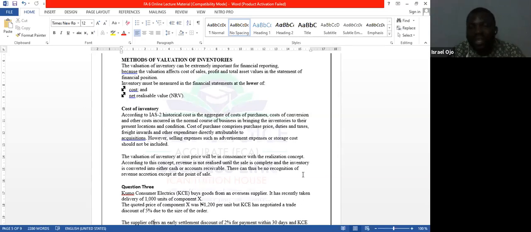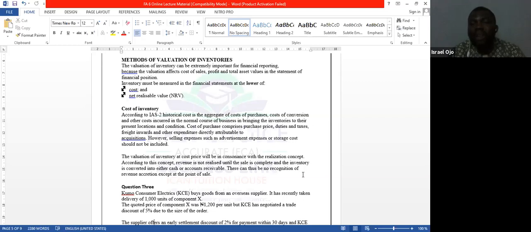Any cost that you incur from that market down to your shop will be added together. Even when you have a helper in the market that helps you to lift those goods, that is also allowed to be added to the cost of the inventory, before you can now say this is the total cost of purchasing this inventory. That's what the standard is saying, that every cost that you incur is added together.